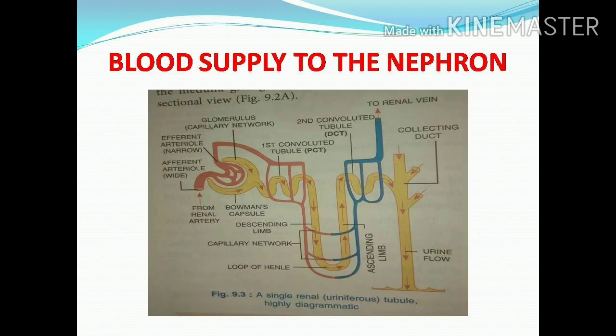You can see in the diagram the afferent arteriole and the efferent arteriole. Just observe here, the afferent arteriole is wider and the efferent arteriole is narrower. Next, in the cup-shaped Bowman's capsule, we can see the blood capillaries called the glomerulus. The efferent arteriole emerges from the Bowman's capsule, runs for a short distance, and once again divides, and that is called the secondary capillary network. This secondary capillary network surrounds the PCT, loop of Henle, as well as the DCT.